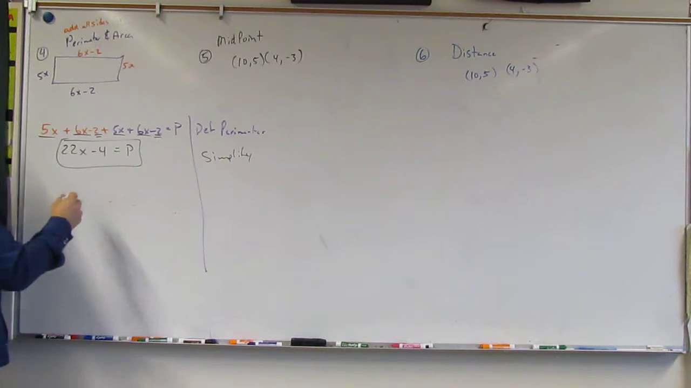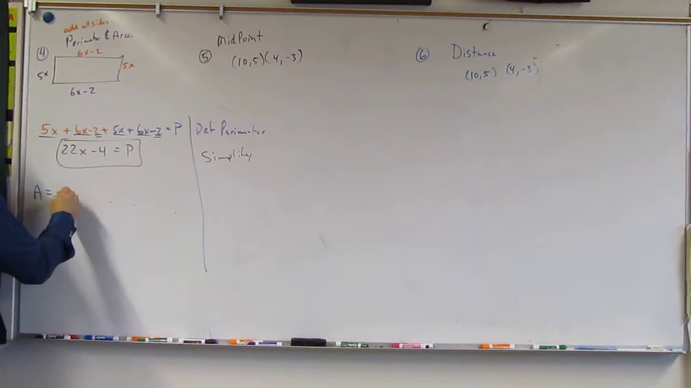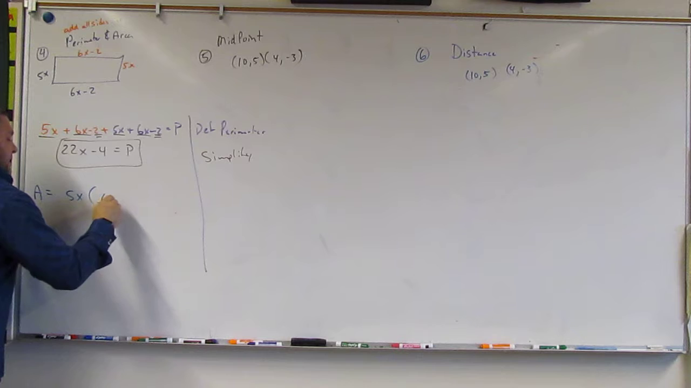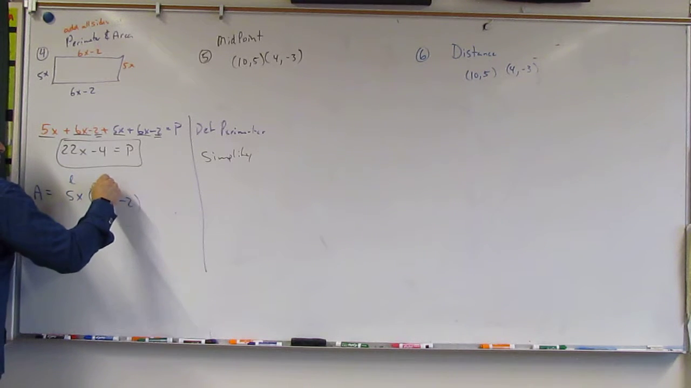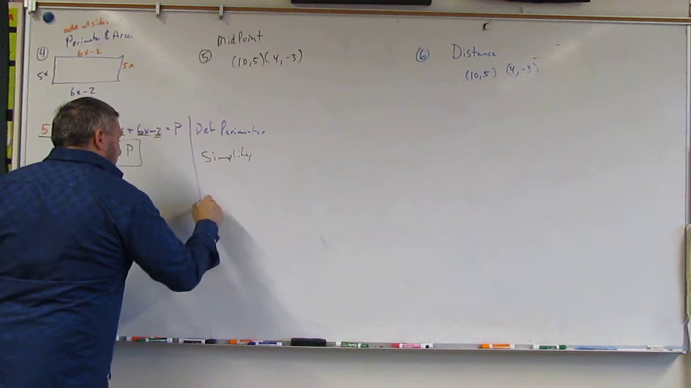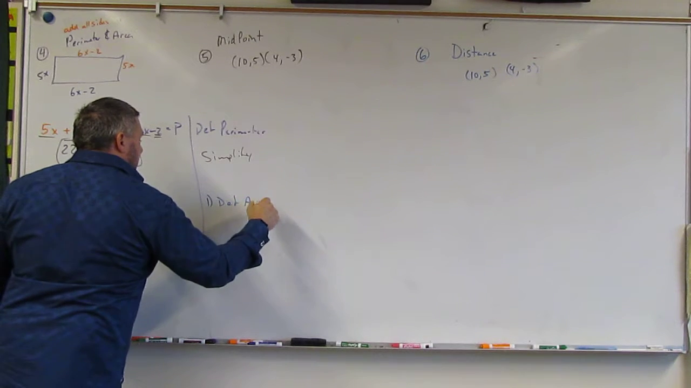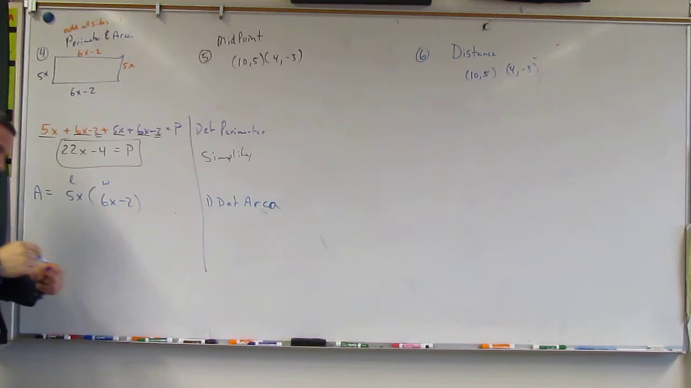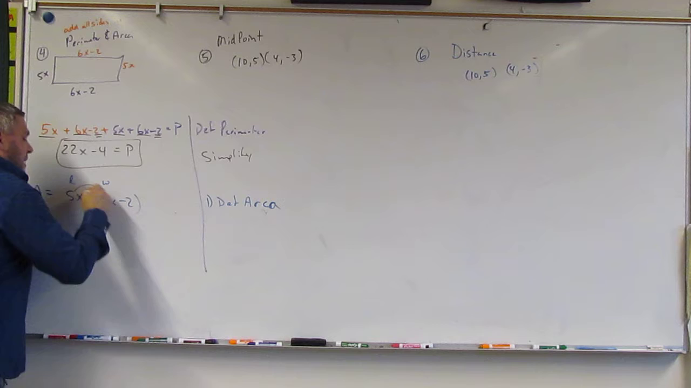All right. What about the next one? Area. Area is equal to 5x times 6x minus 2, because it's length times width. Right? So, definition of area. Okay?